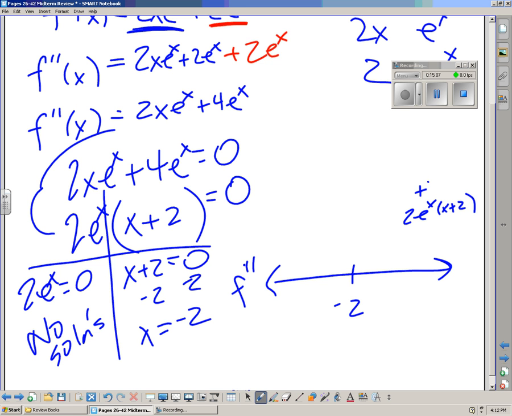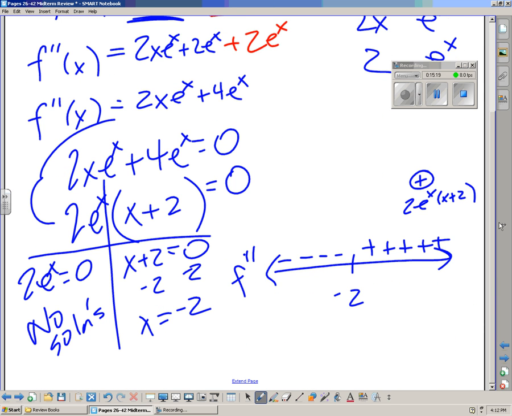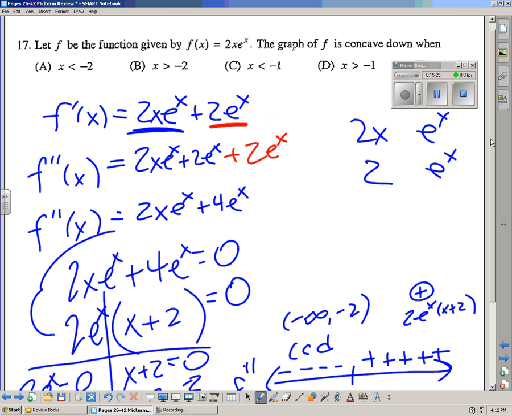2e to the x is always positive. So if you're to the left of negative 2, say at negative 3, the second derivative is going to be negative. And then if you're to the right of negative 2, say 0, it's going to be positive. So we are concave down on the interval negative infinity to negative 2, which is the same thing as choice A, like so.